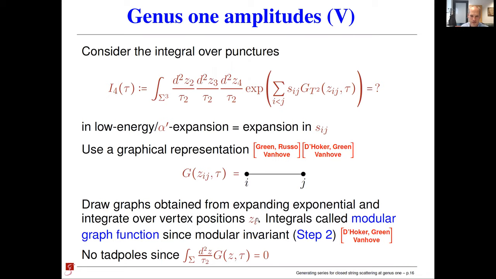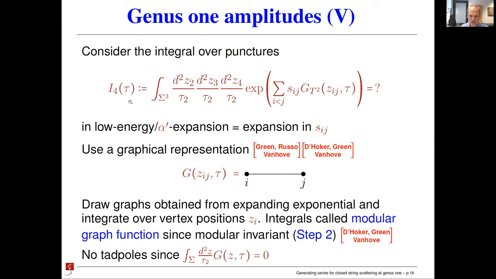And then we integrate over the vertex positions. The integrals that you get from integrating over the vertex positions are what were called modular graph functions in the beginning. So now you see where the different words come from. Graph just means it comes from a graphical expansion of this exponential. And the modularity comes from the fact that once we integrate over all these z's, we get a function only of tau, and this function has to be a modular invariant function in the simplest setting.